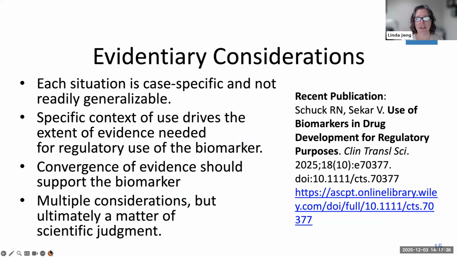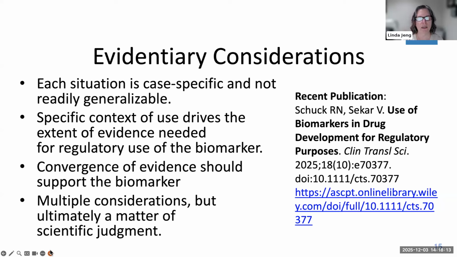So, evidentiary considerations. There are a lot of things that go into whether the biomarker is suitable or not. Each situation is case specific and you can't really generalize. It's very hard to look at one biomarker in one disease and say, well, this worked, so I should be able to apply this biomarker in that disease, because there are a lot of nuances that go into the diseases, as well as where the biomarker falls in the pathway, what compartment you're looking at, and various other things. That specific context of use that I mentioned before drives the extent of the evidence that will be needed for the regulatory use of a biomarker.